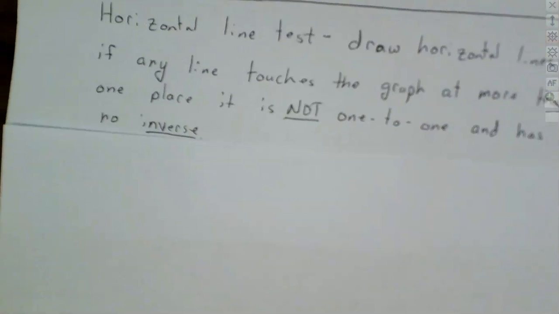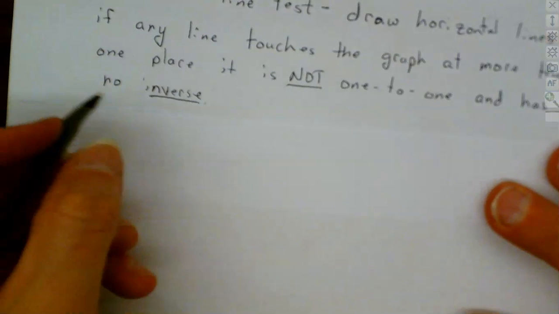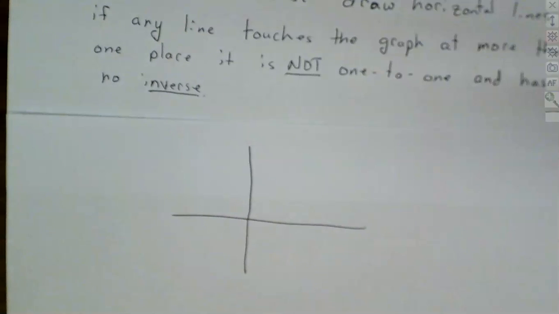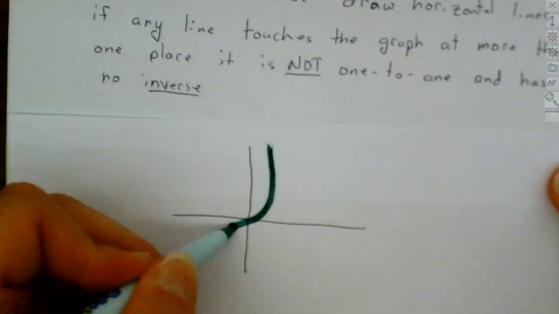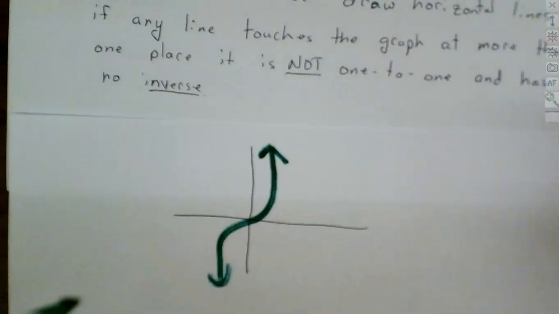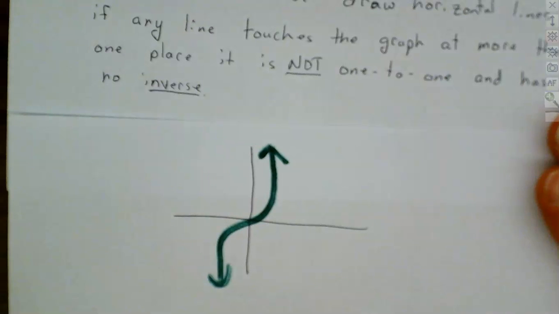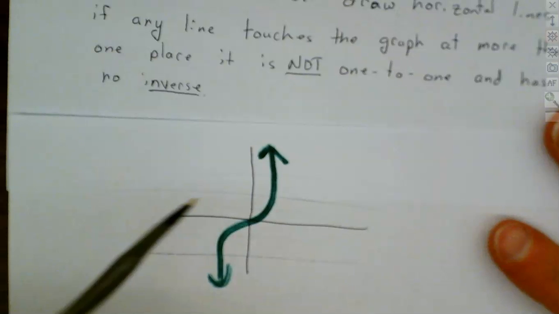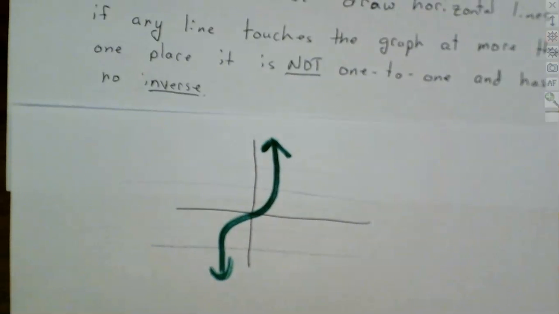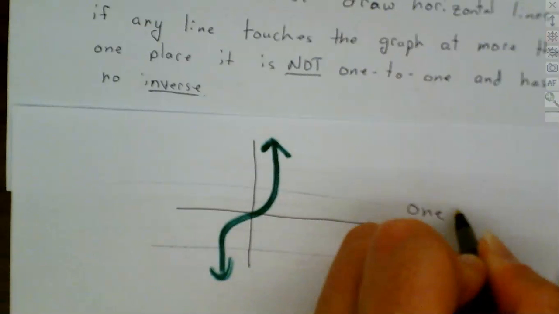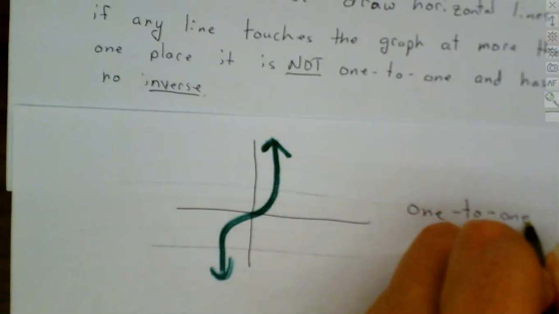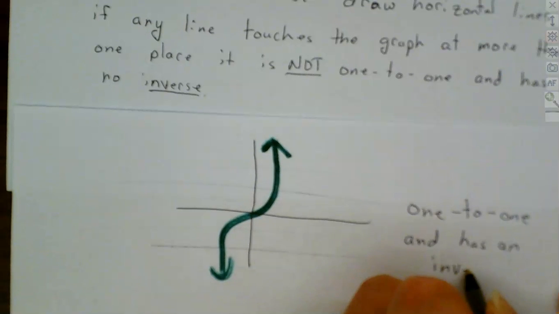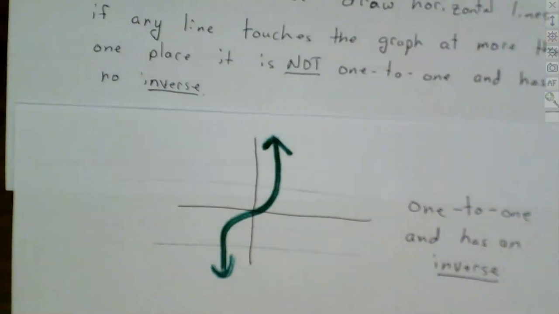So let's look at a common one. Let's talk about a cube. Does a cube have an inverse? Well, let's draw a cube and see if a cubic graph has an inverse. Here's a cube. Does this have an inverse? Yes or no? Yep, because we draw horizontal lines, right? Each horizontal line touches at only one place, so this is 1 to 1 and it has an inverse. We'll be finding those inverses here in a moment.